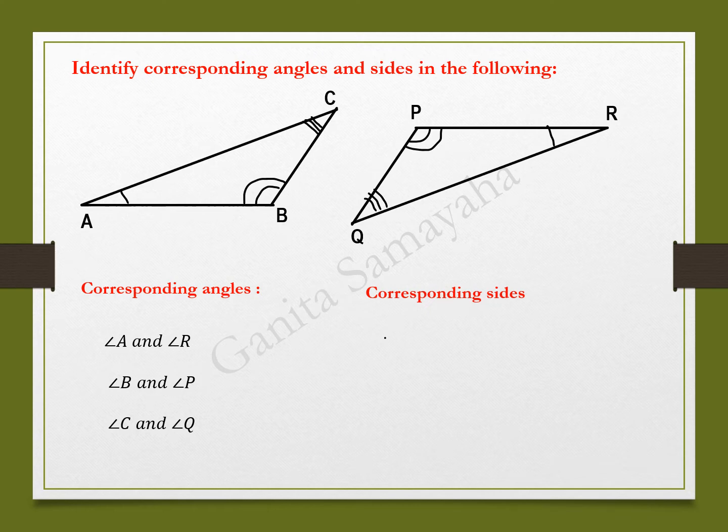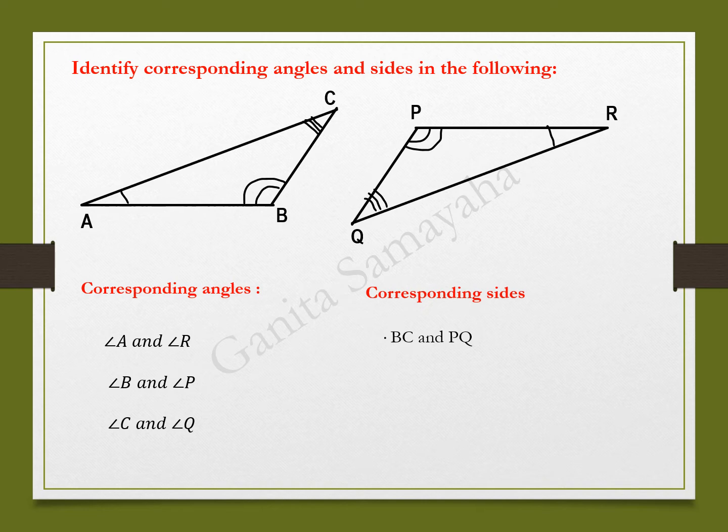Now we have to identify the corresponding sides. We have to look for the sides opposite to the equal angles. Let us first consider angle A and angle R. Which is the side opposite to angle A? BC. And which is the side opposite to angle R? PQ. So, we can say that BC and PQ are corresponding sides.